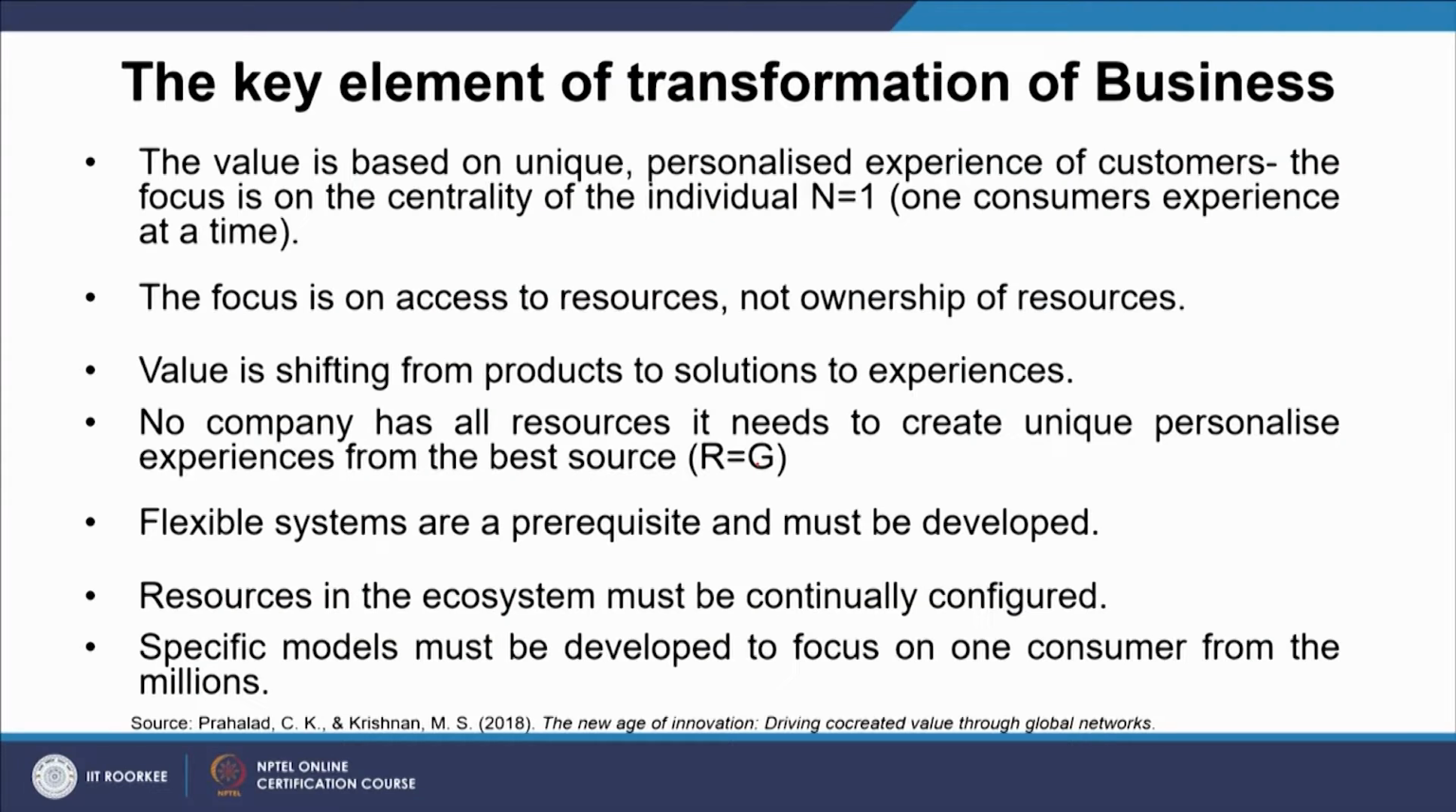So, from the technological architecture of the firm to social architecture of the firm through n is equal to 1 and r is equal to g. Let us see what it means, and this is an important thing. I would request you to focus upon this, go to the text, read it, and you will enjoy it. The key elements of transformation of business related to this structure are suggestive of the fact that the value is based on unique personalized experience of customers. The focus is on the centrality of the individual, n is equal to 1 consumer's experience at a time.